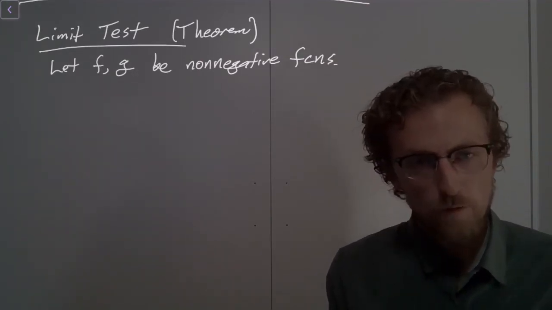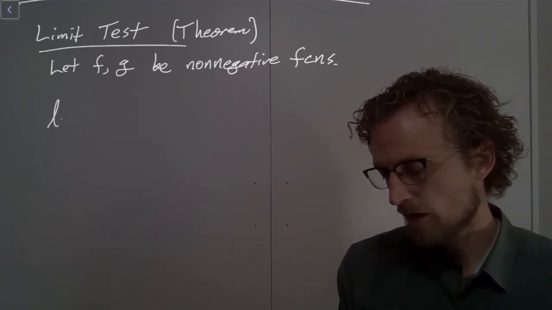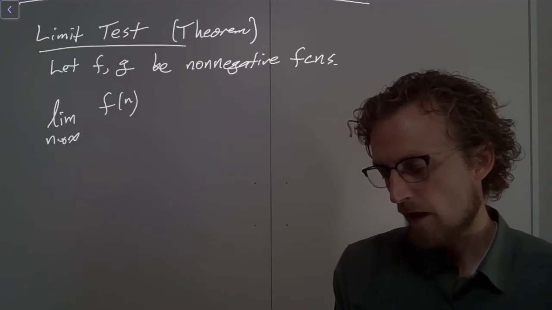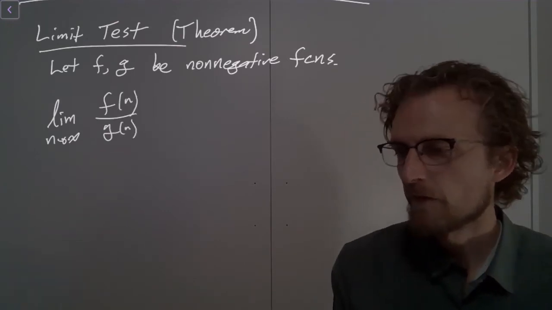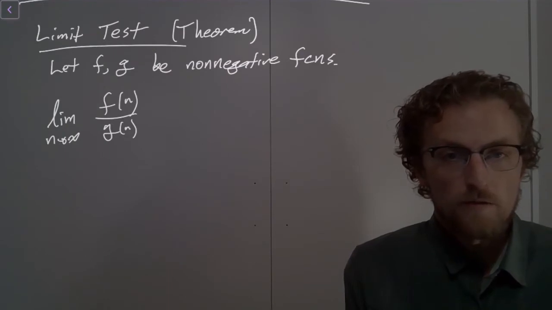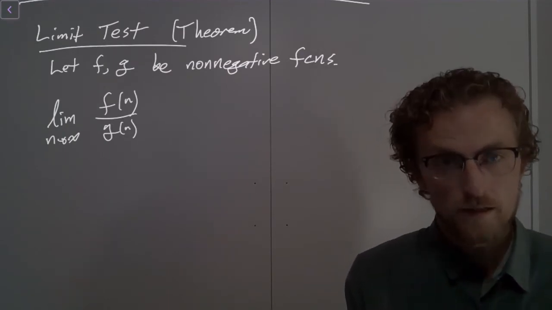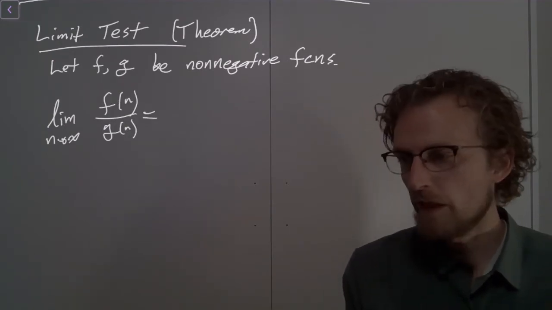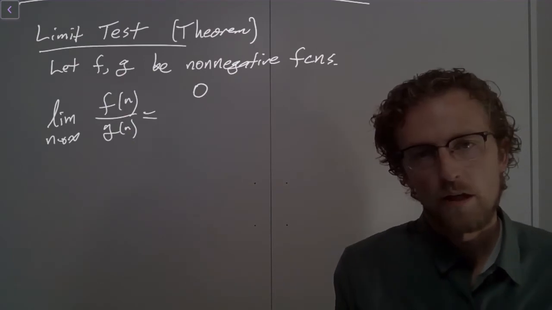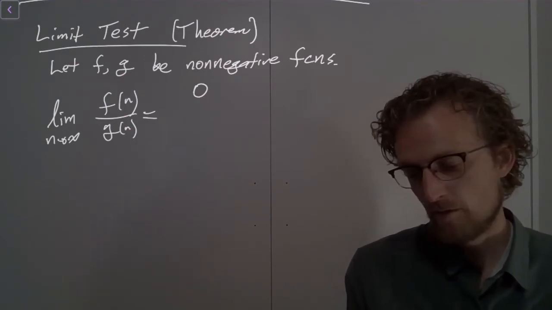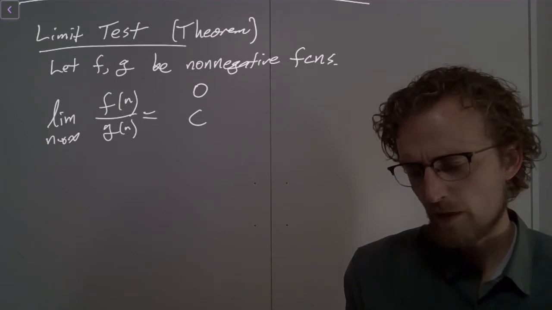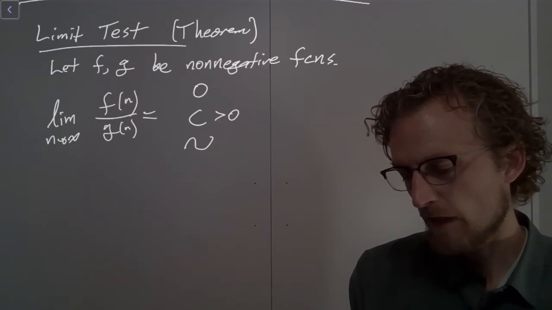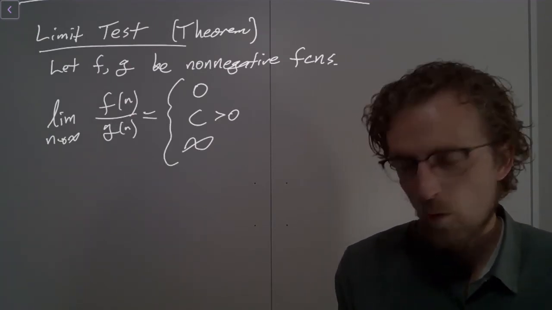Now let's compute the following limit: the limit as n approaches infinity of f of n divided by g of n. So this limit could evaluate to three things. First I should say, if this limit exists, it could be 0. It could be some positive constant, and I'll say here specifically c greater than 0. Or it could evaluate to infinity. So what do these mean?